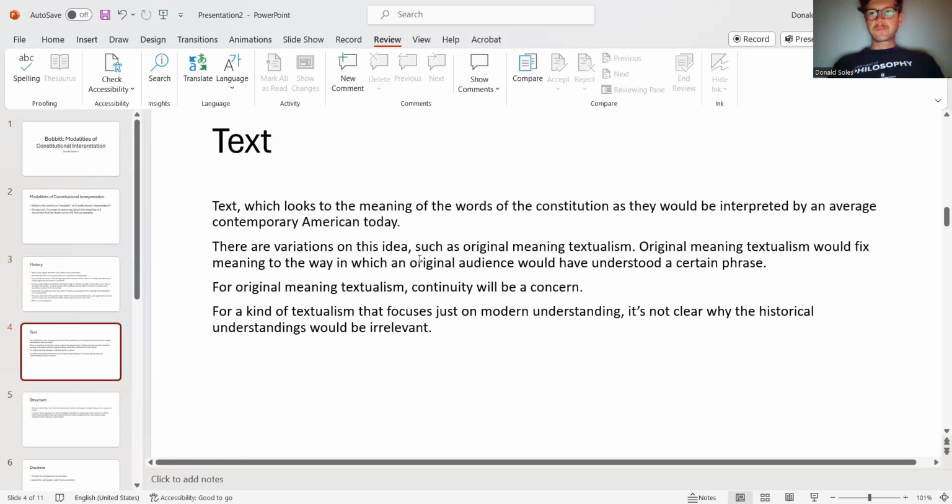Now, suppose that for whatever reason, the author's intention is inaccessible. Perhaps they never wrote it down. Perhaps there's no record of what they thought. Perhaps there's no record of what they intended.